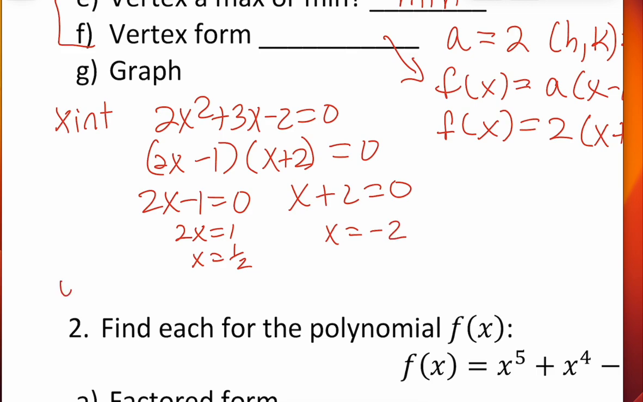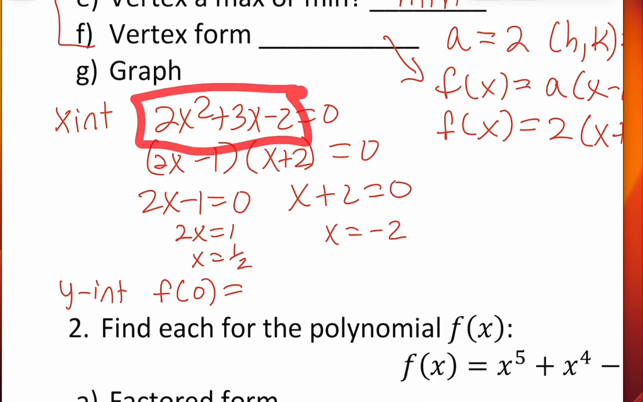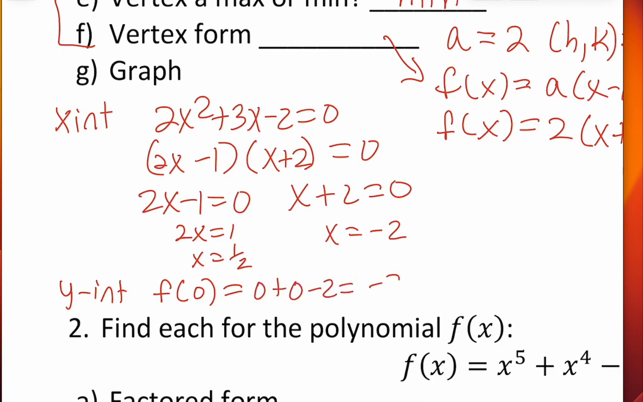Now, the y-intercepts are a little nicer. You just plug 0 in. So here's our function, so let's just plug 0 in. It's always going to end up being this constant at the end. And so we get 2 times 0 is 0, 3 times 0 is 0, minus 2. And that's why you end up getting that constant on the end.